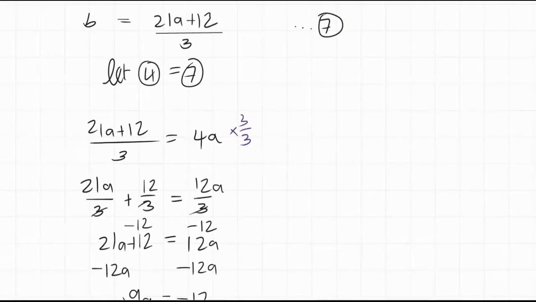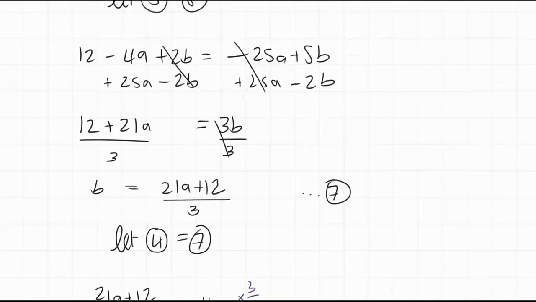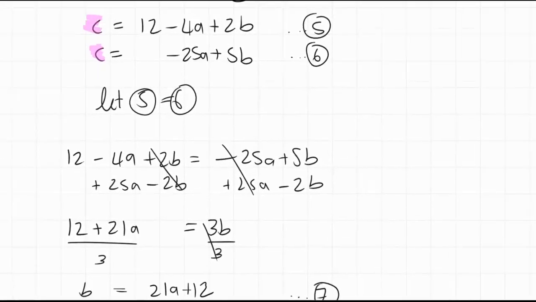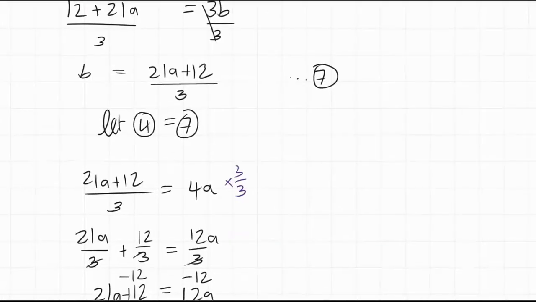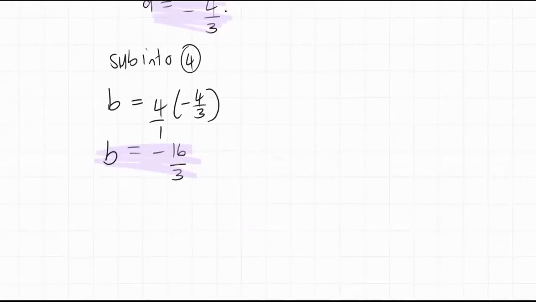Okay, so where we find something with C, we can choose equation number 5. Oh, wrong tool. 12 minus 4A plus 2B. Oh, actually, that one has an unknown. I'm going to choose number 6. Negative 25A plus 5B. And this was equation 6. So sub into 6.